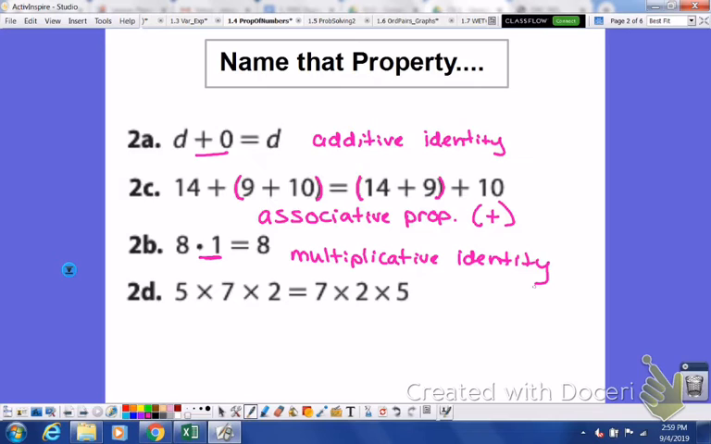And last one here, we have 5 times 7 times 2, or 7 times 2 times 5. I see no parentheses, no grouping, so I know it's not associative. But if I notice, they're the same numbers, but they're in different order. Well, order dealt with commutative.